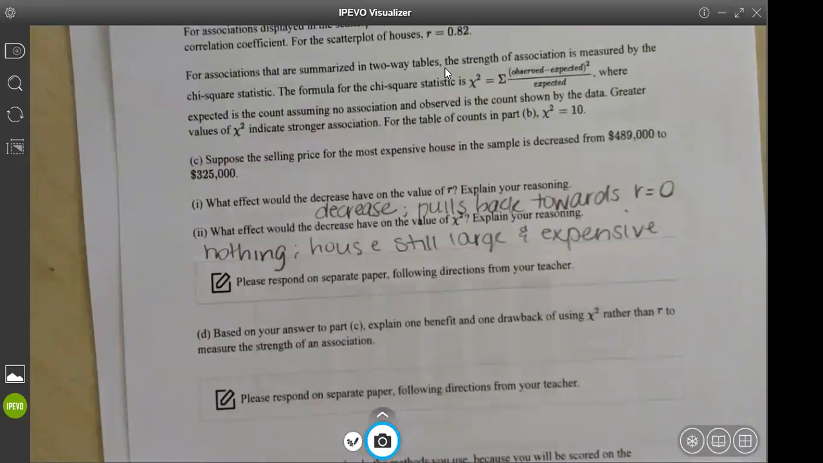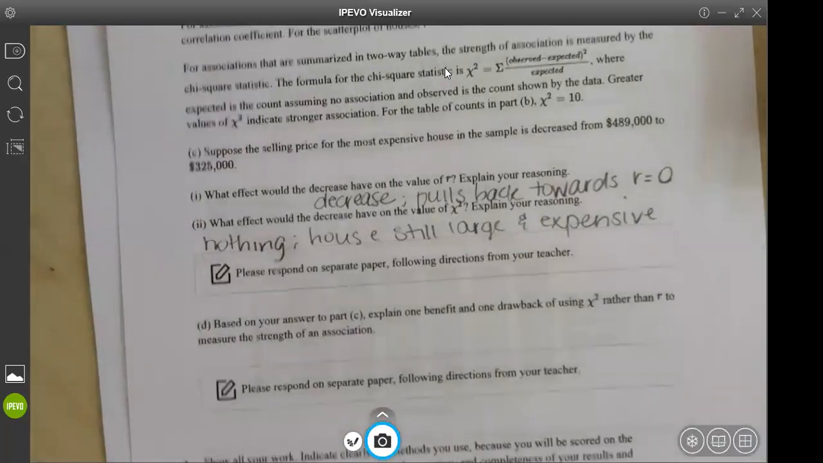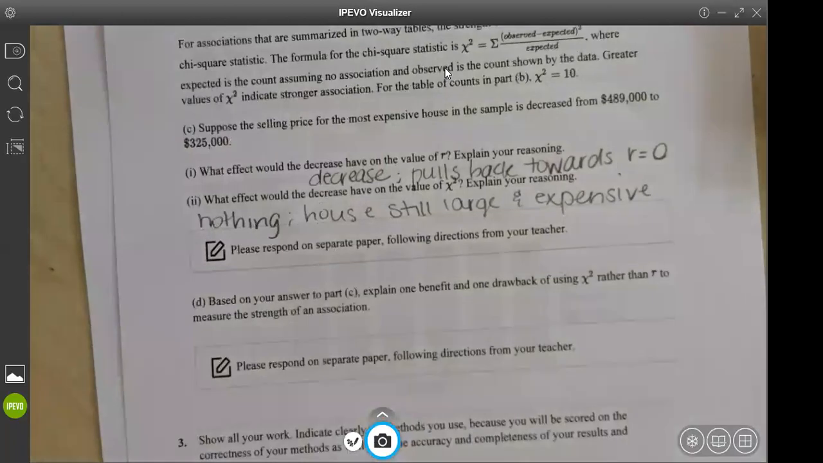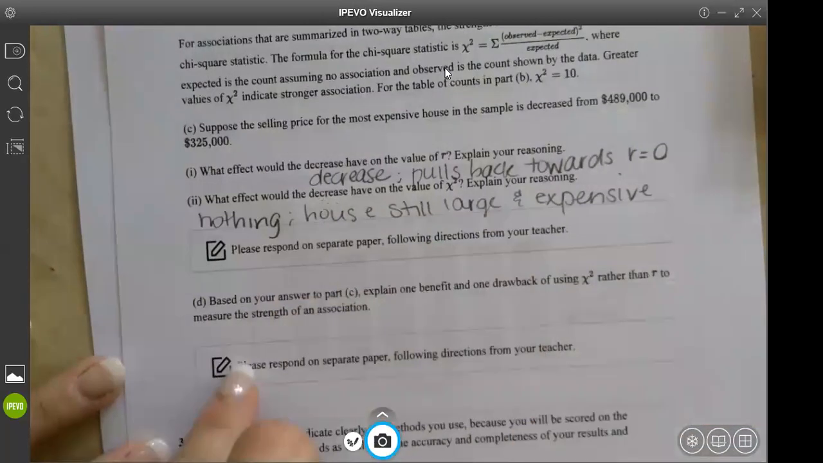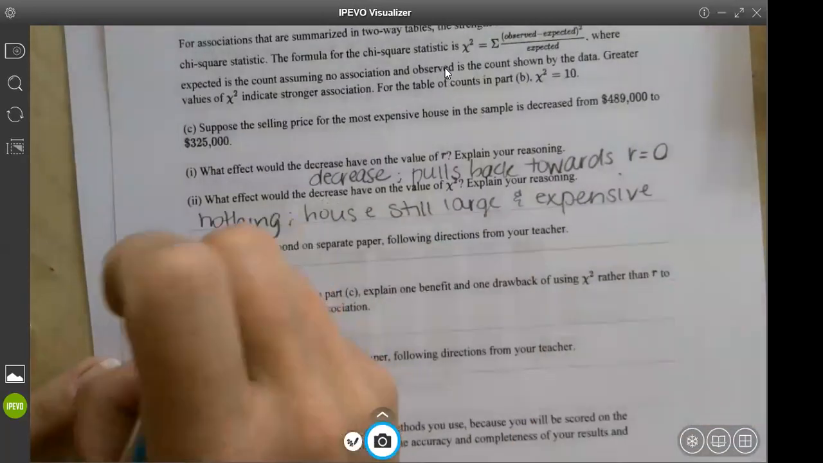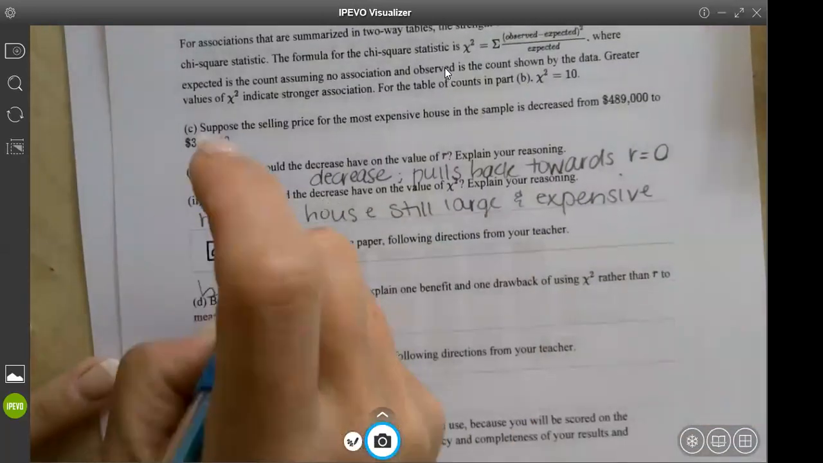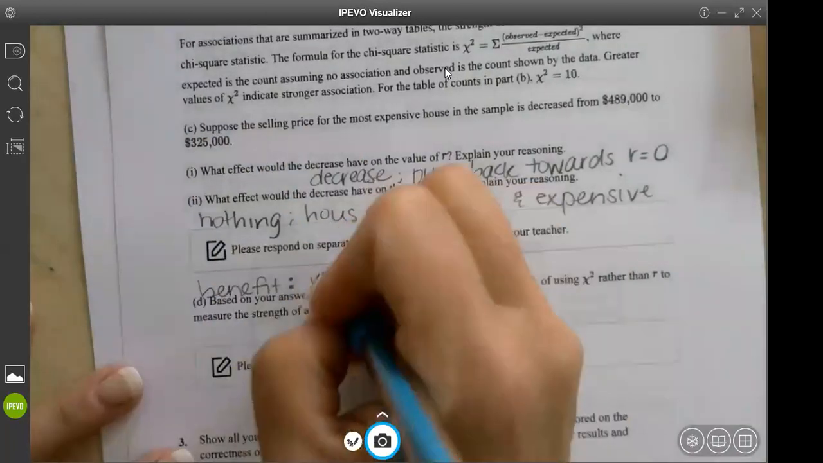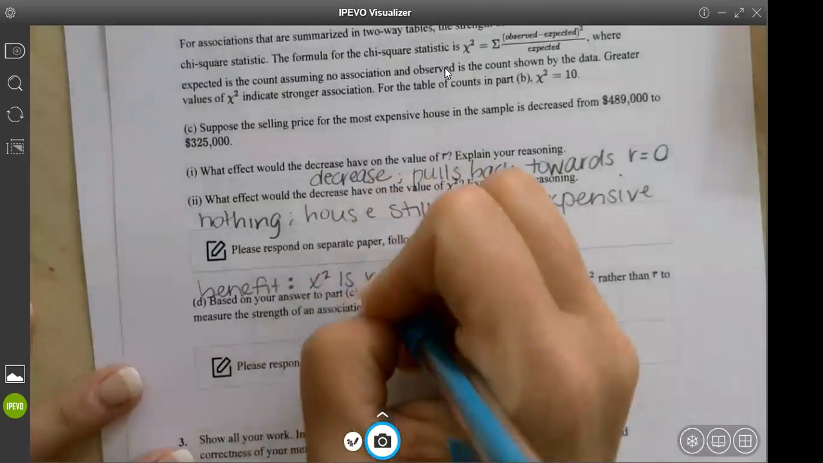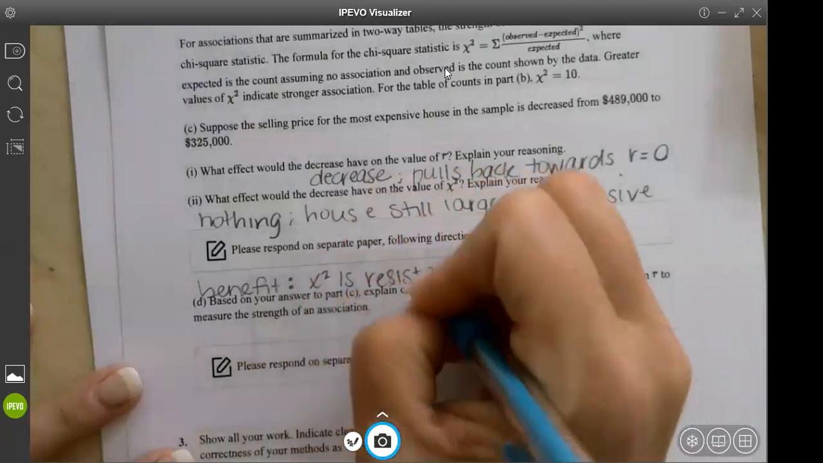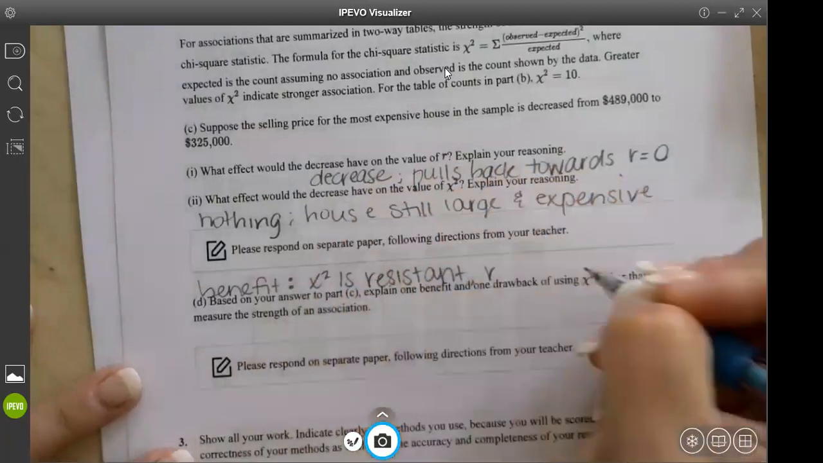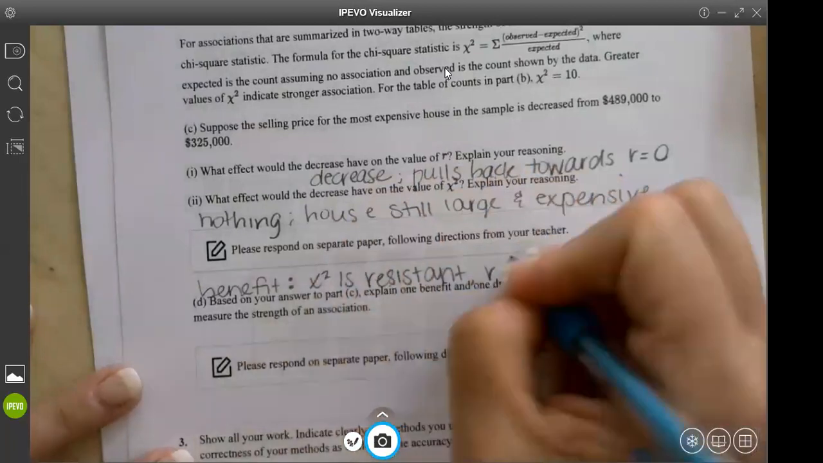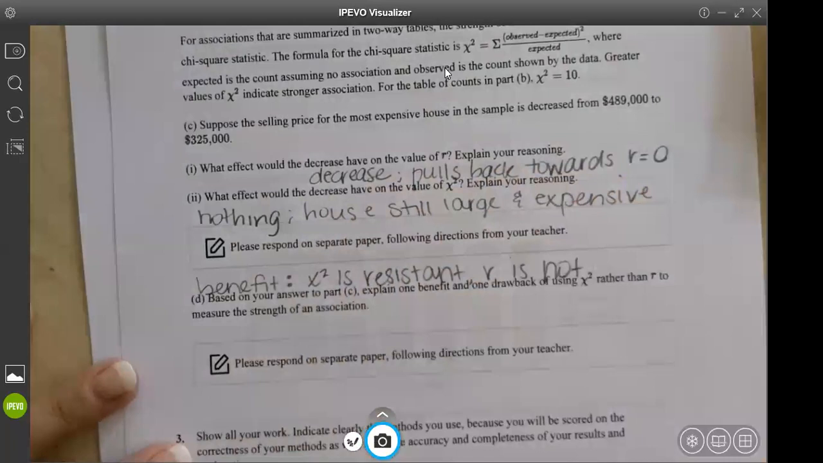Okay. All right. Based on your answer to part C, explain one benefit and one drawback of using chi-squared rather than R to measure the strength of the association. So tell me a benefit, and I'm going to put one up top and one below. So benefits. What's the benefit to it? You've got to compare it. That's what I'm saying. R is what? Okay, so make sure you compare them when you answer it.